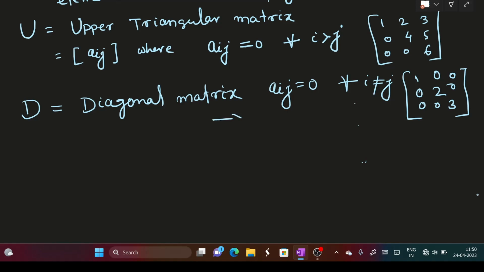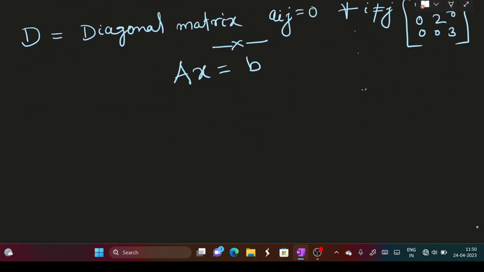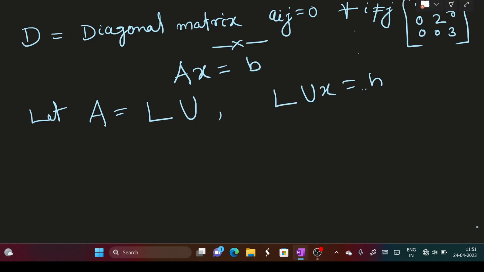Now, there are several methods of solving a system of equations. In most cases, a real life problem is converted into a linear problem with several linear equations and several linear unknowns, and we write that system of equations as AX equal to B. One of the methods is triangular factorization. Suppose I have A equal to LU. That means I can get LUX equal to B.